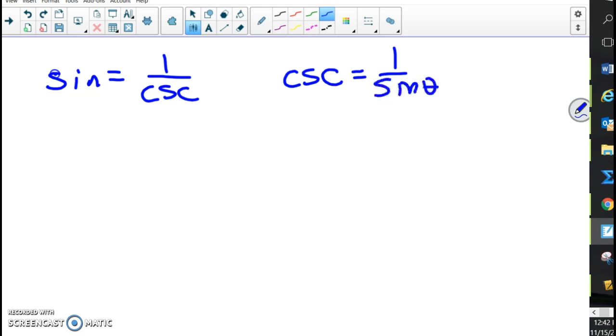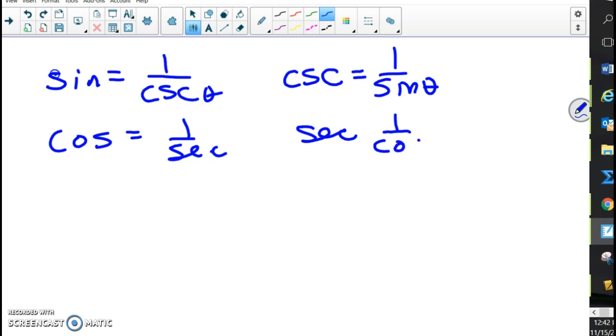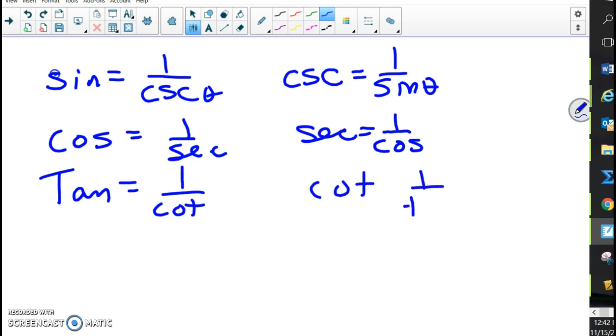Cosecant is 1 over sine. And each time I write these, I'm just being lazy, and there should be a theta in there. Cosine is related to secant. We just went over these. Cosine is 1 over secant, and secant is 1 over cosine. Tangent and cotangent go together. Tangent is 1 over cotangent, and cotangent is 1 over tangent. And these are all found in your textbook on page 276.